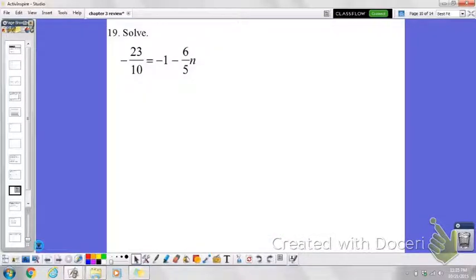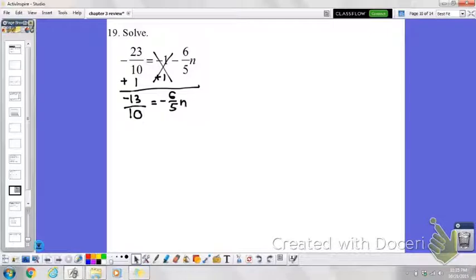Now we have the equation negative 23 over 10 equals negative 1 minus 6/5. And first thing I need to do is add 1 to both sides. My 1s on my right cancel out. So I have negative 23 over 10 plus 1. Go ahead in your calculator, put negative 23 over 10 plus 1. You will get negative 13 over 10. That is equal to negative 6/5.